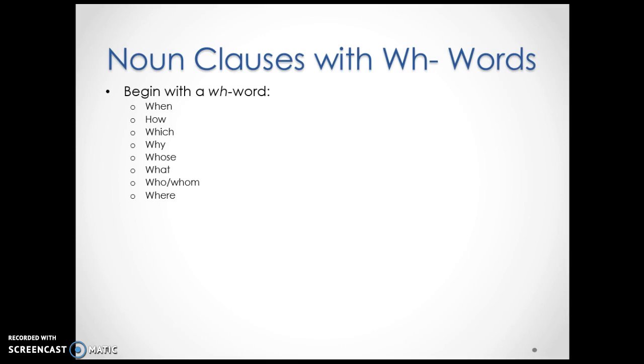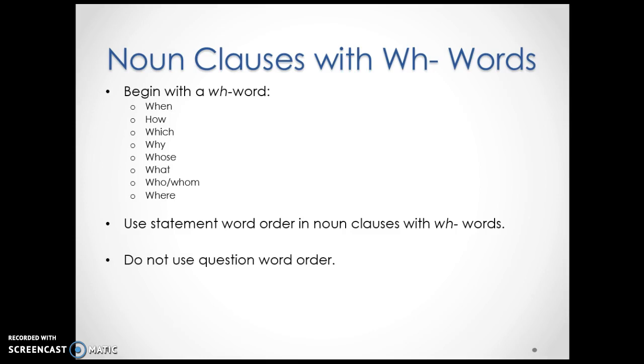So noun clauses with WH words look like questions because they use the WH words. But when we write these noun clauses, we use statement order instead of question order. In other words, we start with a subject, and then a verb, and then sometimes an object. We don't use question word order. And we also do not use a question mark at the end of the statement.